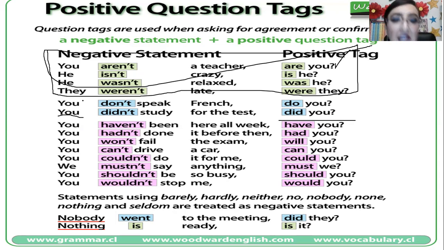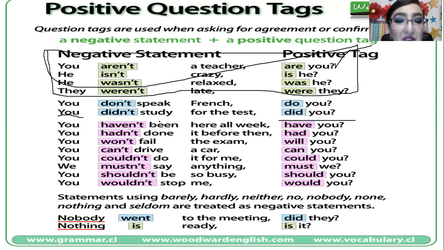My friends don't speak French. Do they? Or for example, here, that's why we were practicing the different tenses. Now you are going to be able to get the information with these tag questions, because with the question tags, we are going to be making use of all the tenses, okay?